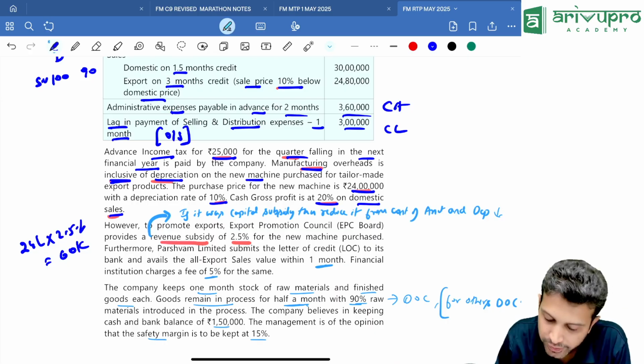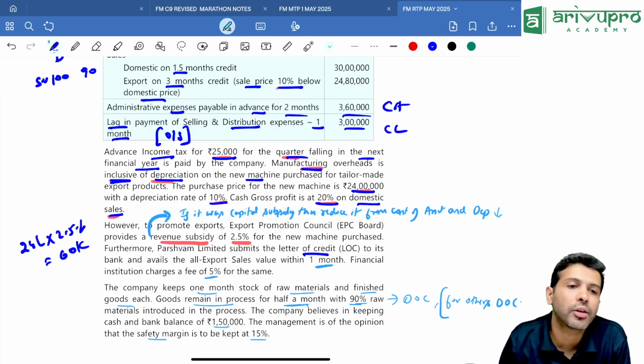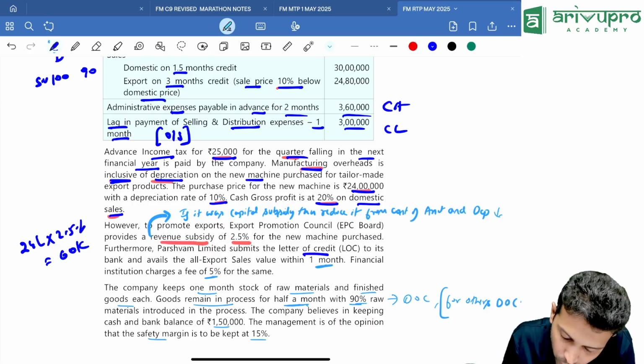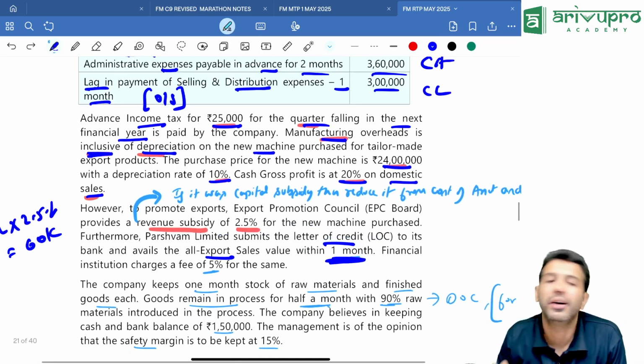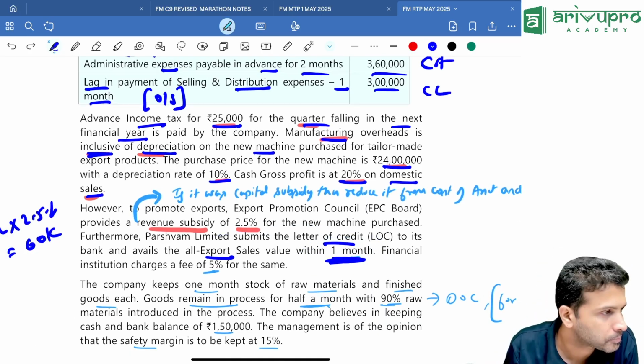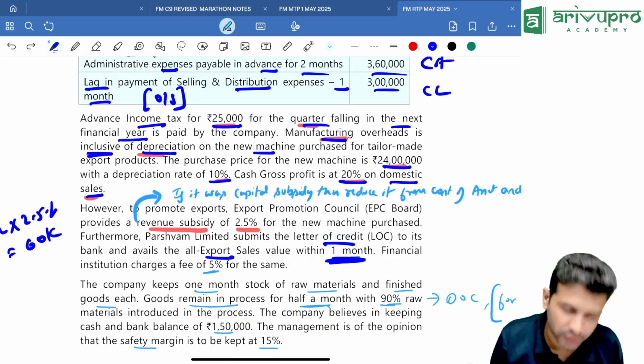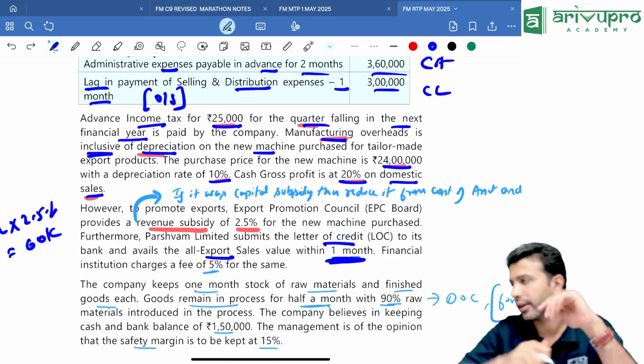Parvasam Limited company submits an LOC, letter of credit, to its bank to avail all export sales value within 9 months. Within 9 months. Within 1 month. What is this letter of credit?